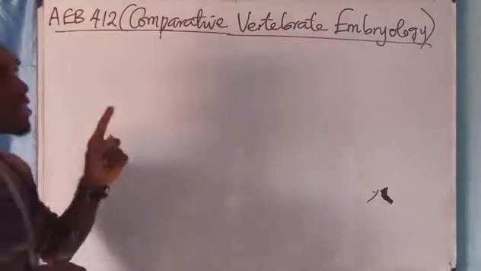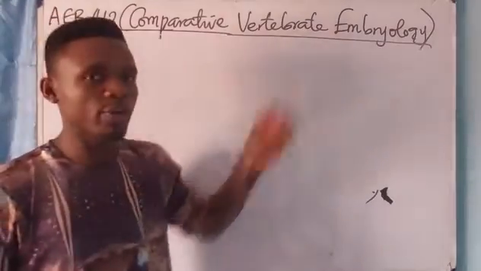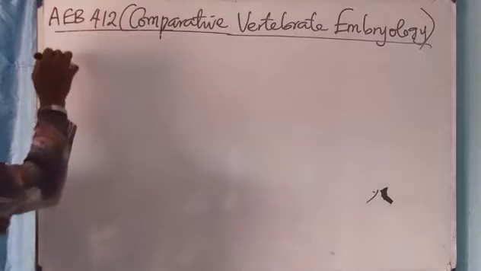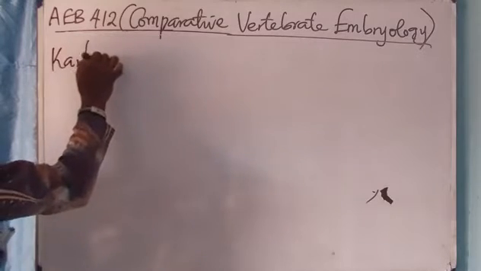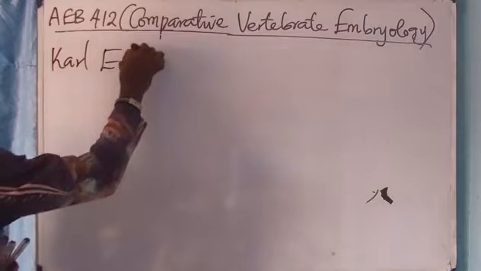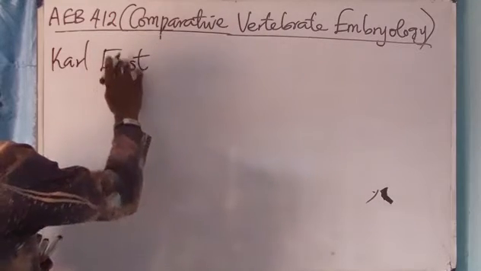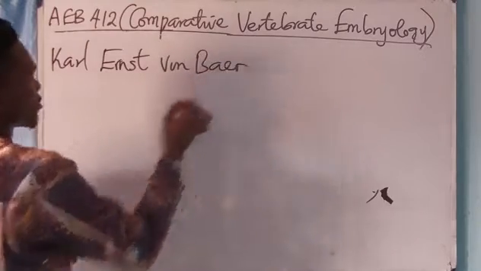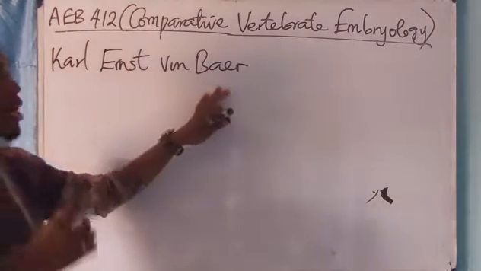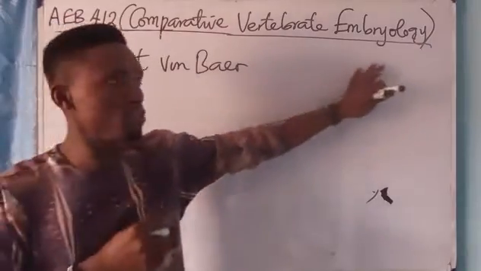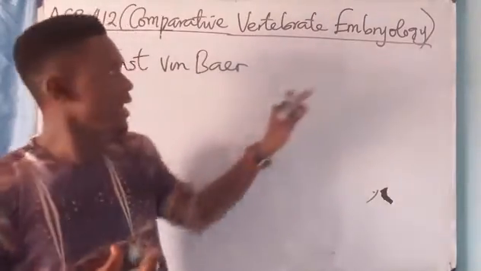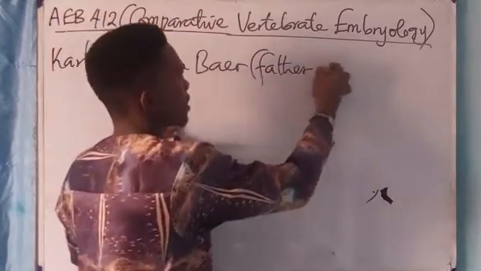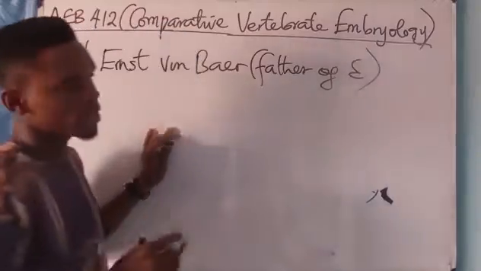Now, the first person to coin the word embryo was Carl Ernst von Baer. Carl Ernst von Baer was the first person to state the meaning of embryology, and therefore he is known as the father of embryology. Please take note of that.